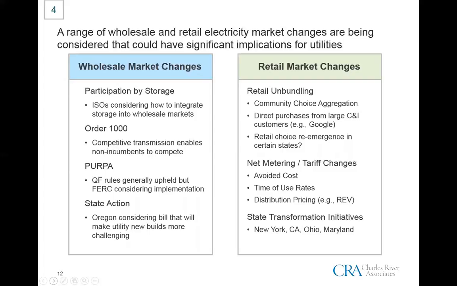And then the retail market changes, of course, with the retail unbundling and CCA and the direct purchases and the retail choice reemergence in some states. You have the net metering and the tariff changes, and then you have the state transformation initiatives. We could spend 10 slides on each one of these, but the point of it is simply that there's a lot more uncertainty in both wholesale and retail markets, and there's probably a longer list that you could include here.